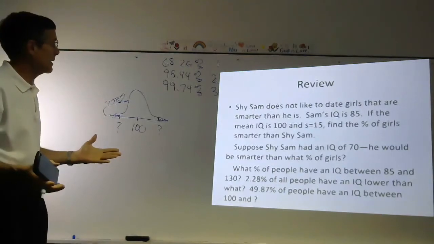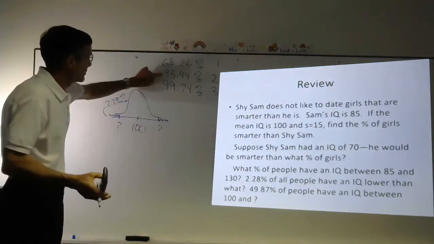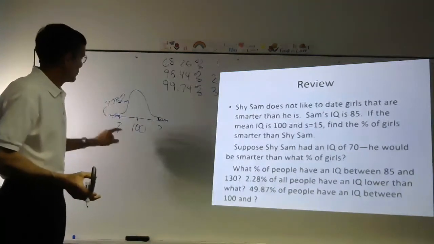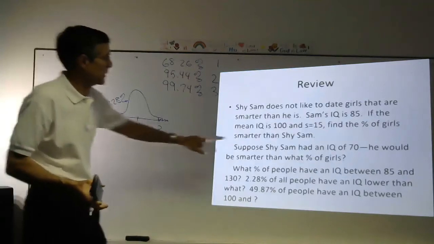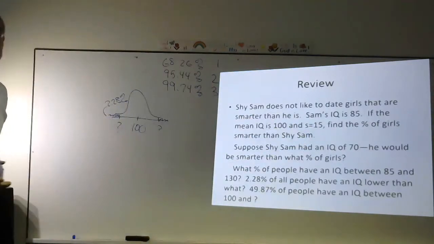95.44%, okay? So we know it's 2 standard deviations below and above. So what does this have to be? Just what I had said earlier, 2 standard deviations below, 2 15s would be 30 below 100, or 70, okay?